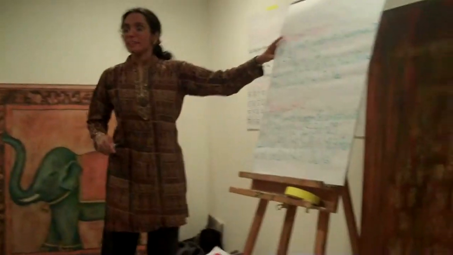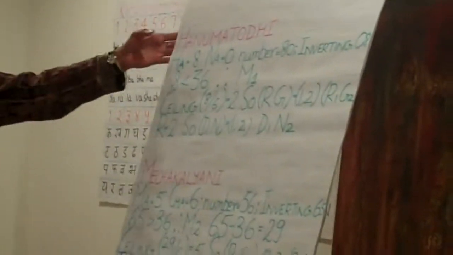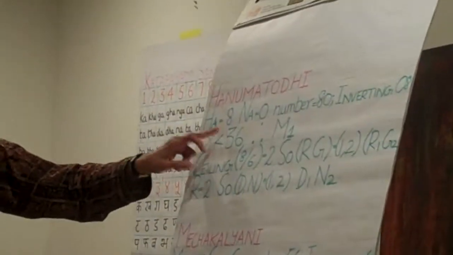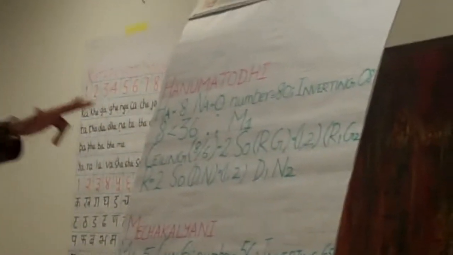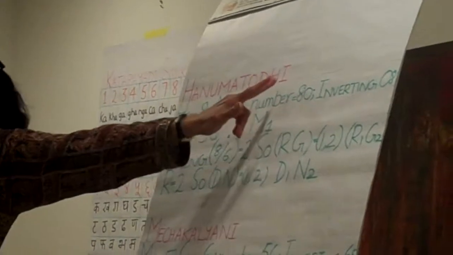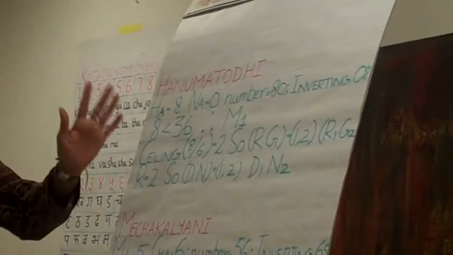So let's take Hanumat Todi. I have just taken two examples, one less than 36 and the other more than 36. So Hanumat Todi, H will be 8 according to this Katapayadi scheme, and 0. So the number is 80. When inverted it will give 08. So 08 is the Melakartha number.